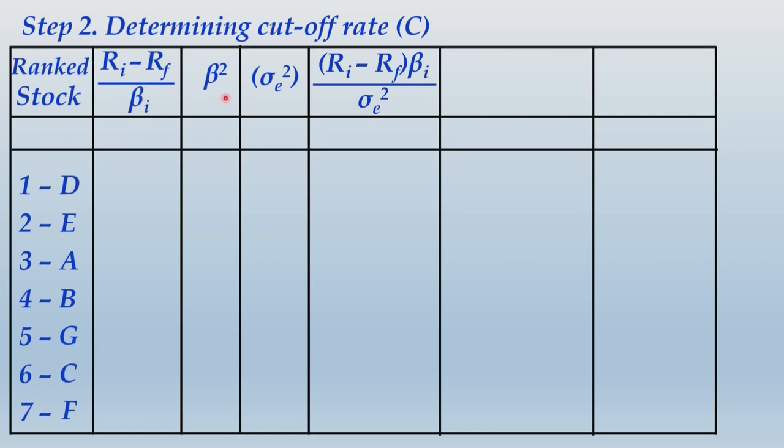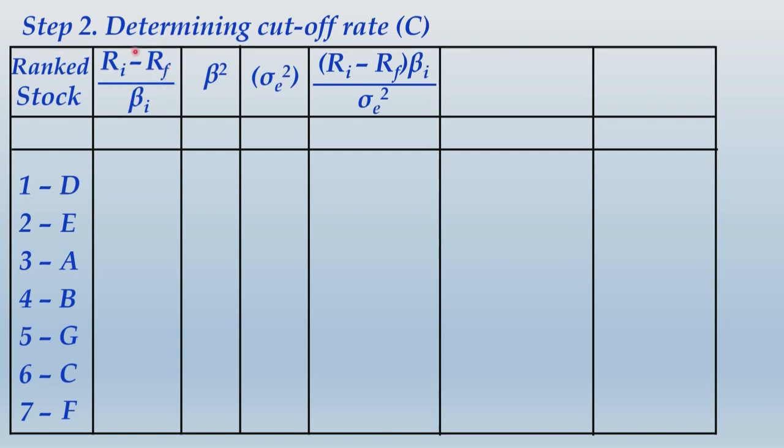In the next column you have to take beta squared, and in the third column you have to take sigma e squared. Now sigma e squared is directly given to you in the question, beta is given, but beta squared is what we are aiming at over here. Why we are trying to put beta squared value, I'll just tell you the reason. If you look into this calculation, this is our end calculation that we want by far, okay? So it is Ri minus Rf into beta, whereas we have started this calculation with Ri minus Rf divided by beta. I would want to nullify this beta and then multiply beta.